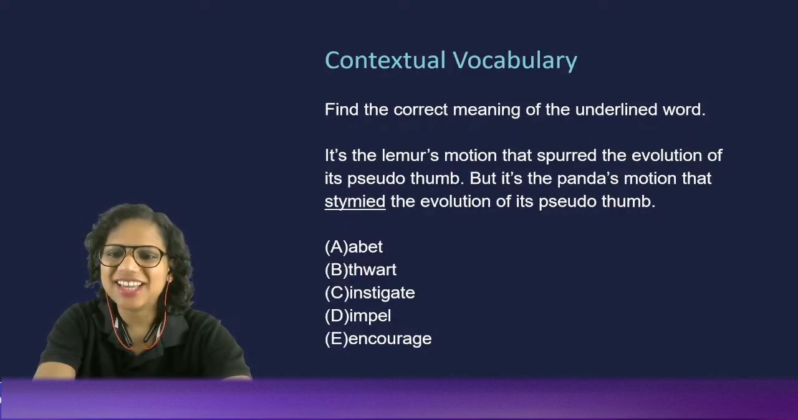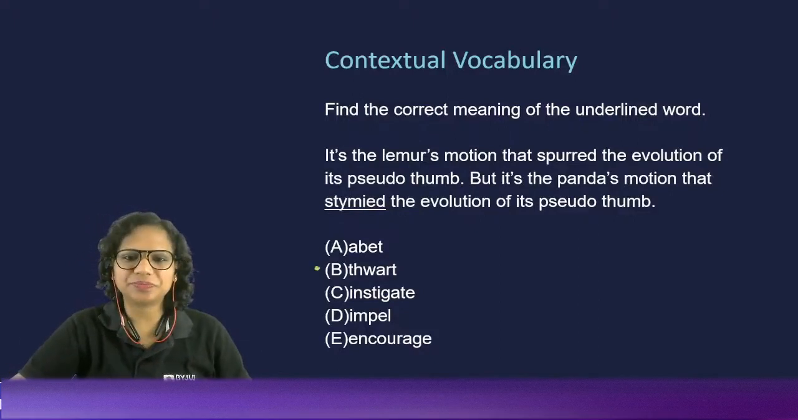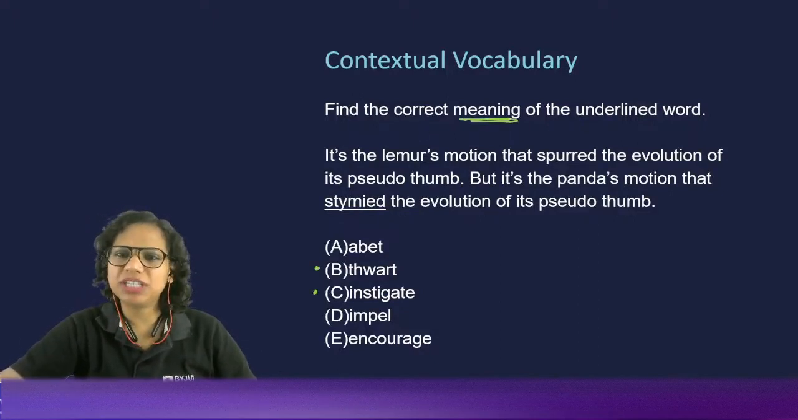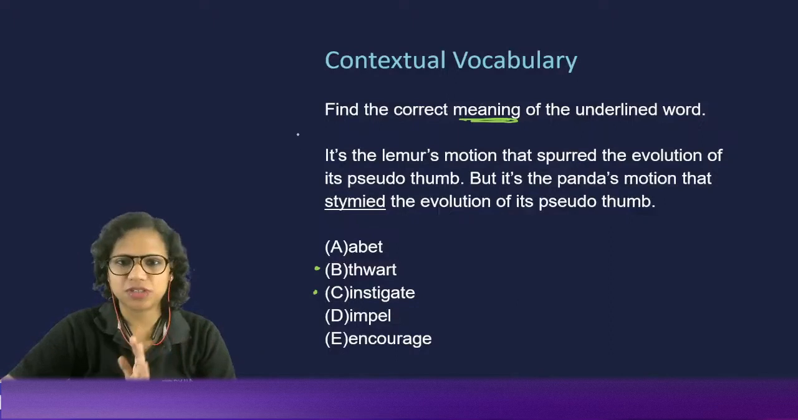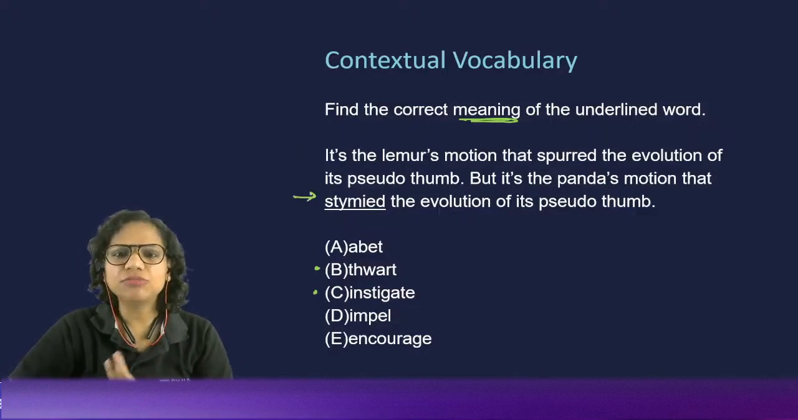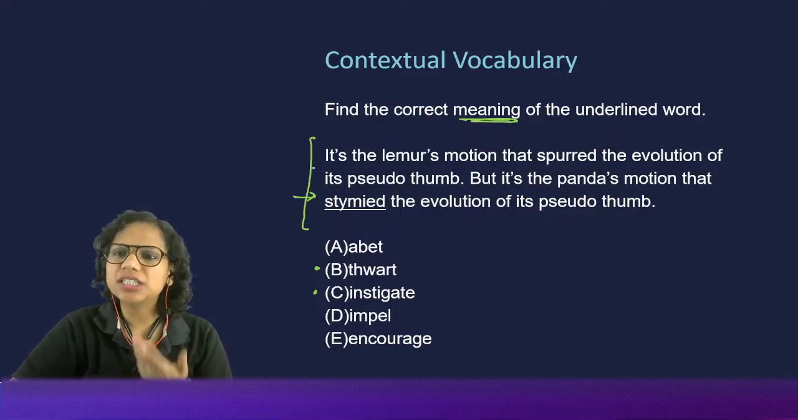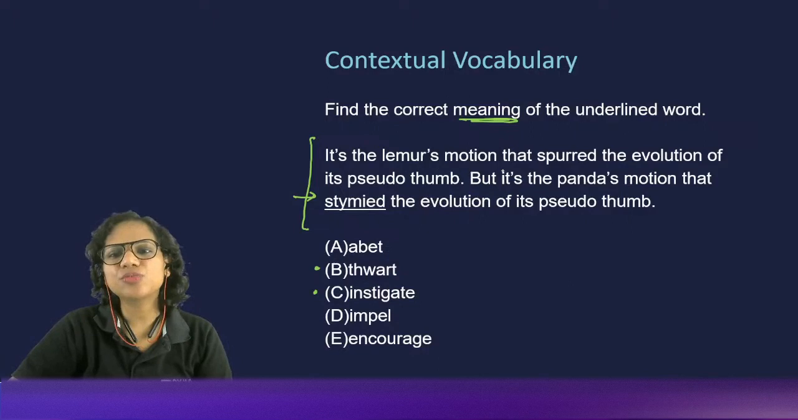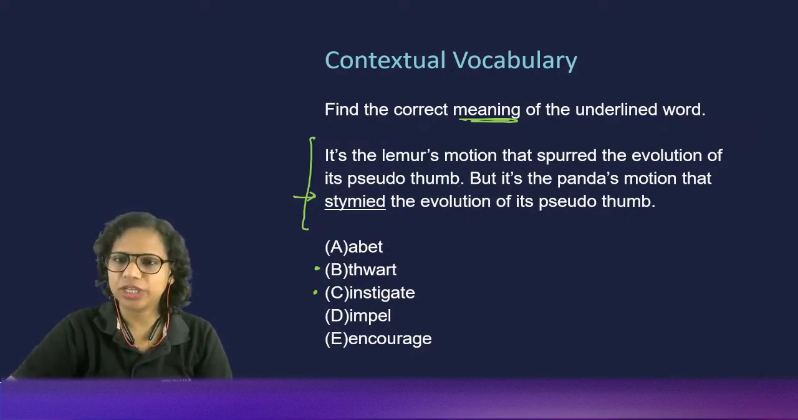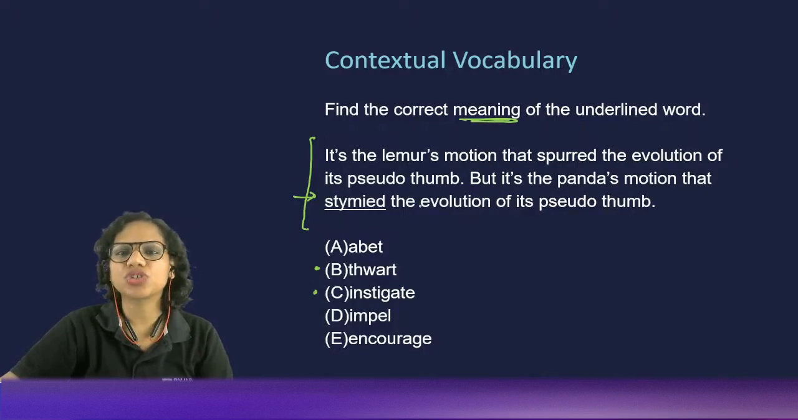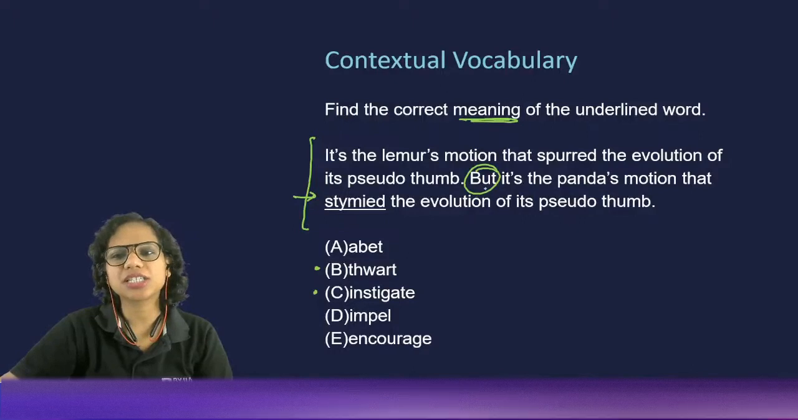Let's discuss. So you had to give me the meaning first of all, not the opposite. In case you know the meaning of stymied, then this was an easy question, right? But in case you don't, just read the context, read the sentence. It is the lemur's motion that spurred the evolution of its pseudo-thumb, okay? But it is the panda's motion that stymied the evolution of its pseudo-thumb. So there's a contrast here.